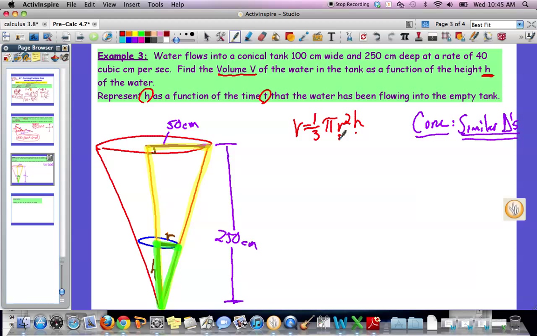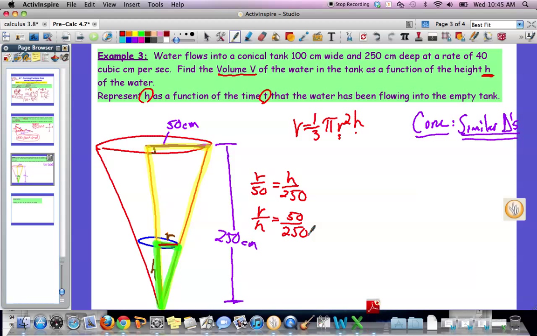Back to now similar triangles. Big is to small as big is to small. That's how I like to do it. Or one side to the other side. I don't know which way you guys like to do it. You guys got to help me. Do you want me to write r is to 50 as h is to 250, or do you want me to write r is to h as 50 is to 250?